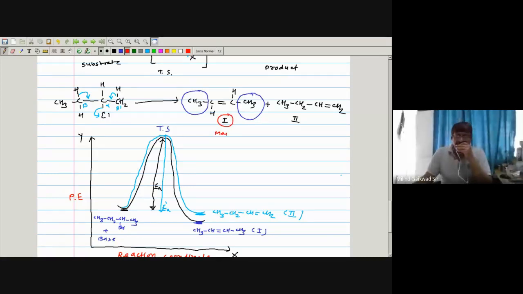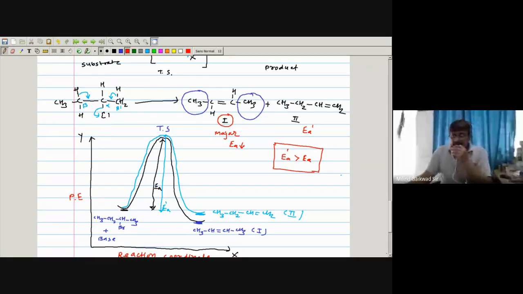So why is it the major? Because the energy of activation is lower as compared to this EA dash. EA dash is more. So here the EA dash is more as compared to EA, right? That's why the first compound is the major as compared to the second compound. So this is the justification for the Saytzeff rule.